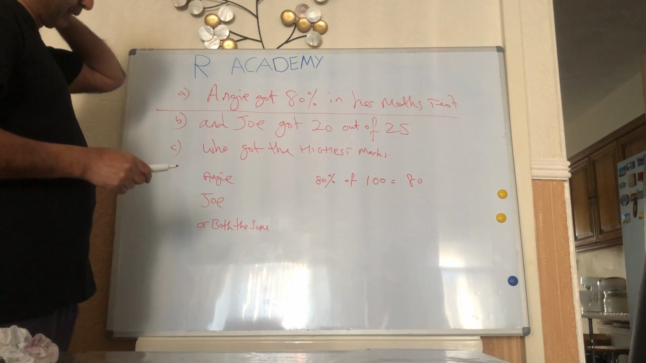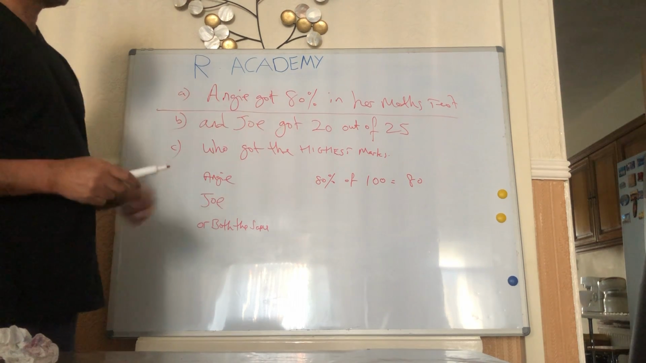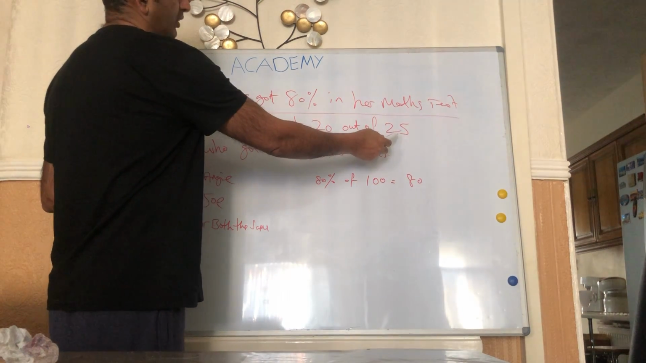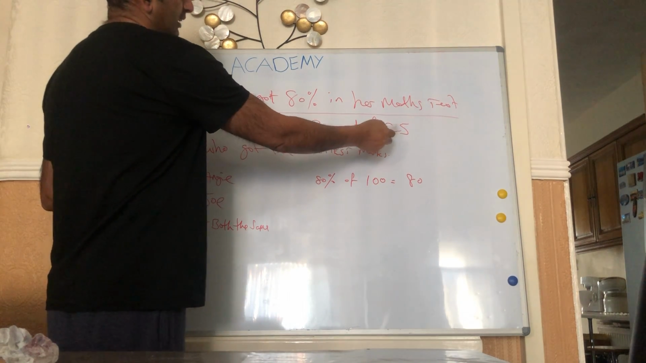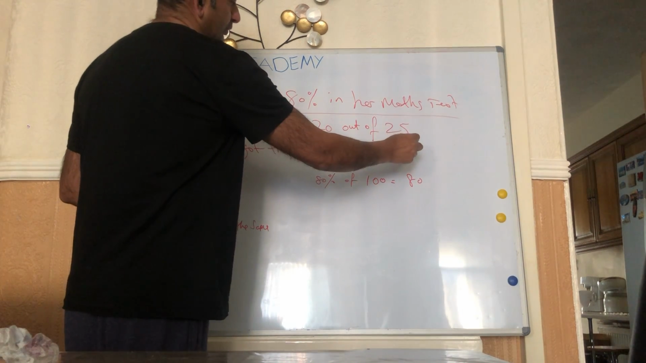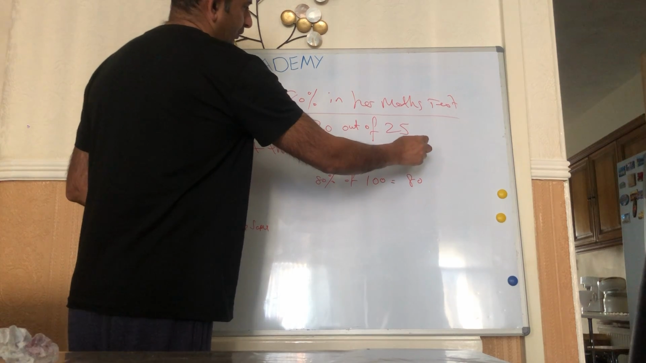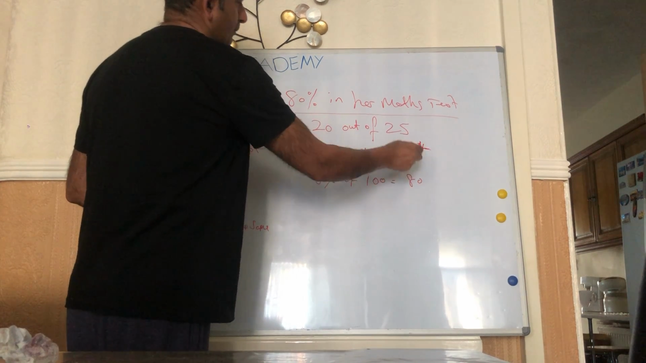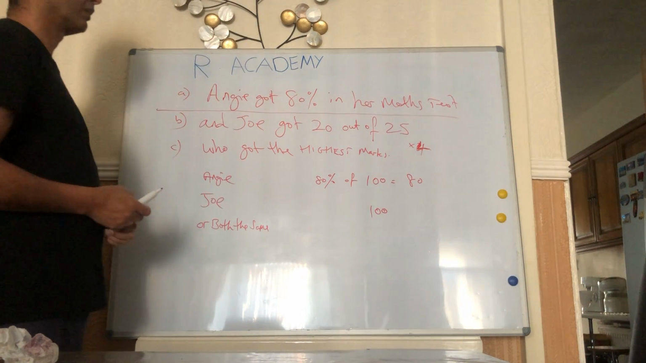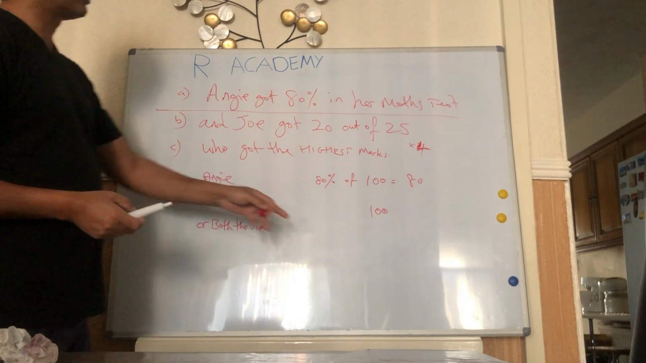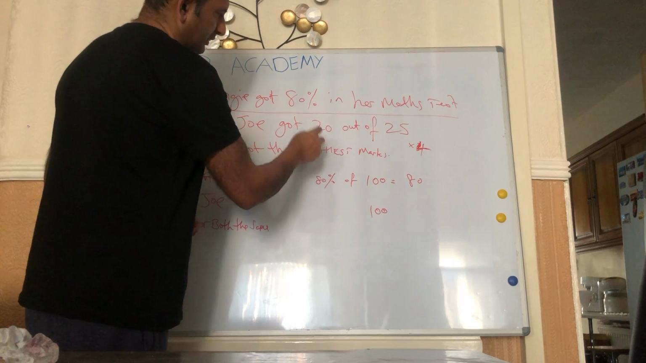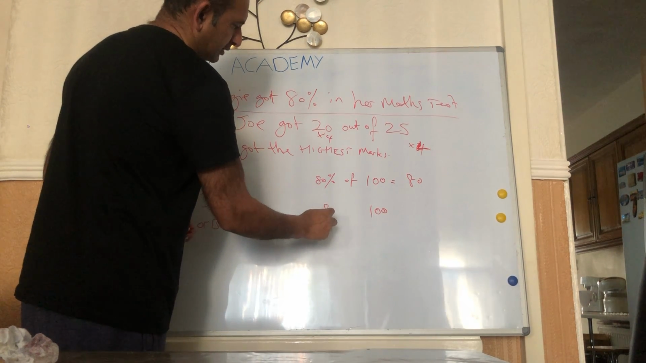Now coming back to B, Joe got 20 out of 25. So we need to increase this 25 to 100. So how are we going to increase 25 to 100? We times it by 4. So if we times this by 4, we get 100. Okay? If we times that one by 4, we need to times this one by 4 as well, which makes 20 times 4 equals 80.